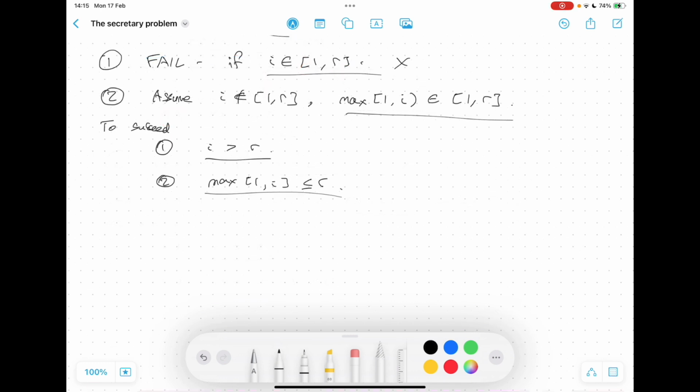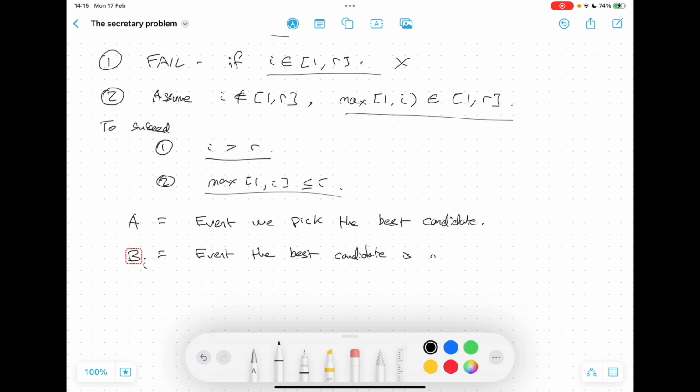Right, so what we're going to do now is write down two events. So event A and event B. And I'm going to call event A the event that we pick the best candidate. And now we're going to call event B, actually let's call it B_I, the event that the best candidate is at position I.